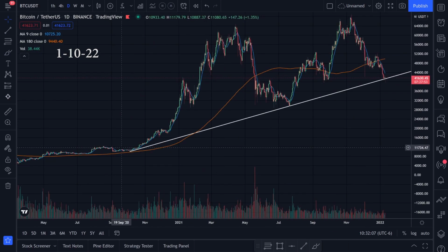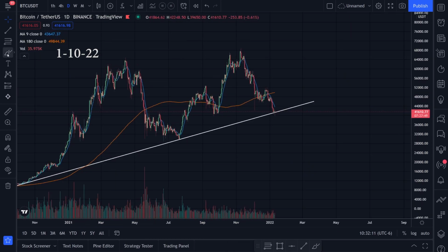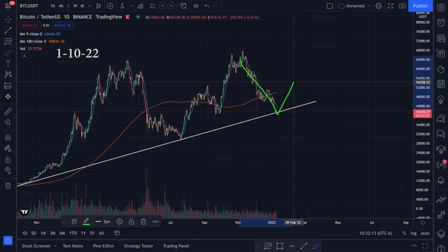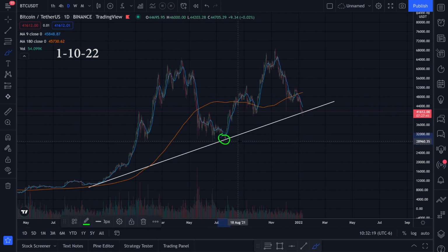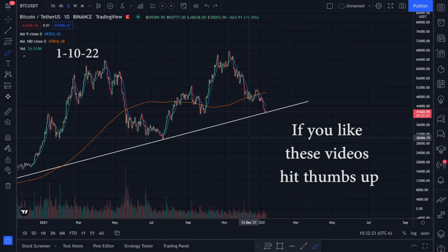And what I was saying in my last video is if we can hold support here, then maybe we'll get a bounce and start reversing. Or if we break this trend line going to the downside, what I'll be looking at is this previous support down here at around 29.8k, maybe 30,000, somewhere around there.